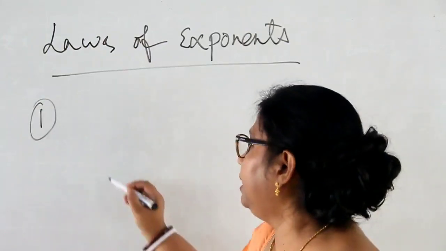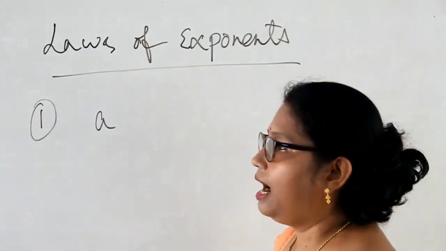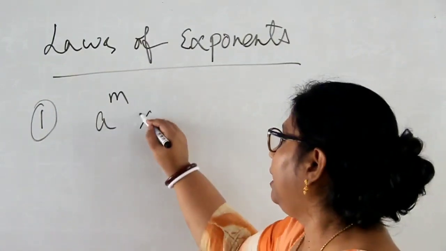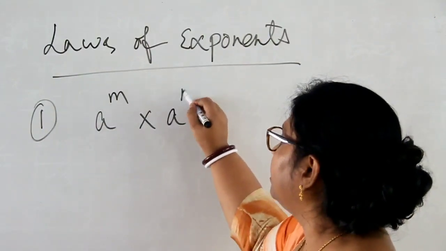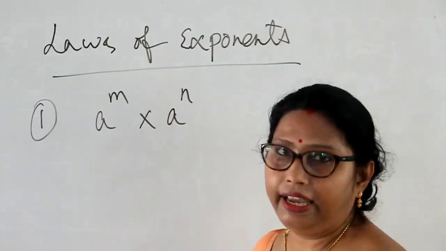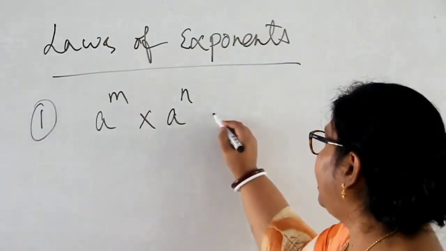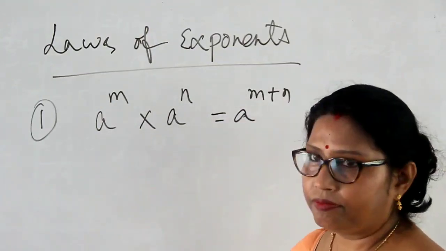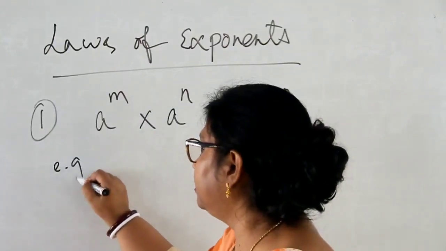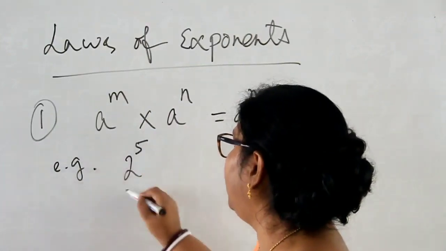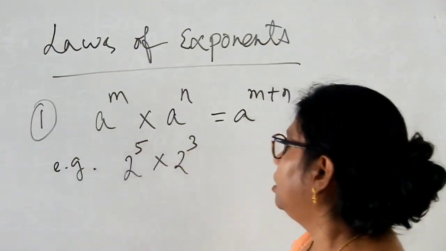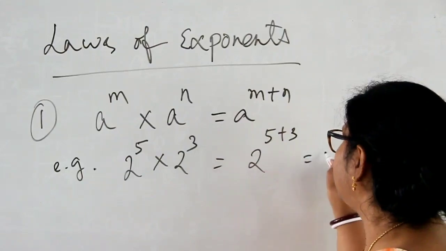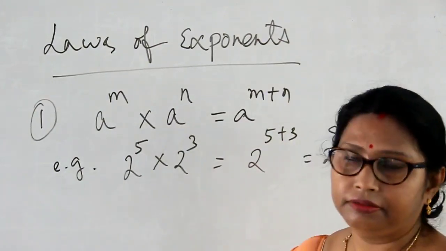If a is any real number and the powers are given as m and n, where m and n are integers, then a to the power m multiplied with a to the power n will be equal to a to the power m plus n. For example, 2 to the power 5 into 2 cube is equal to 2 to the power 5 plus 3, which is equal to 2 to the power 8.